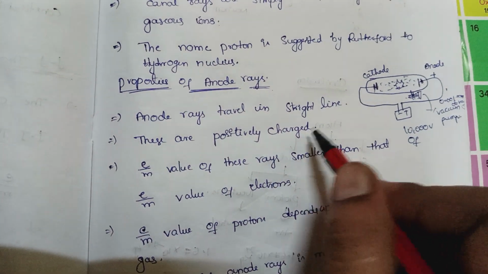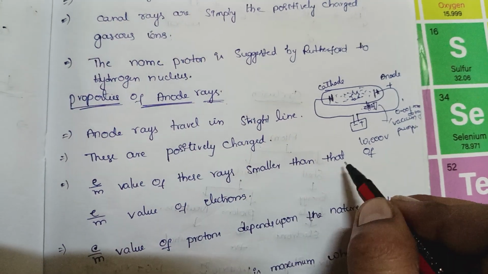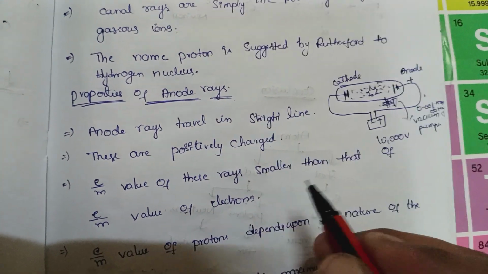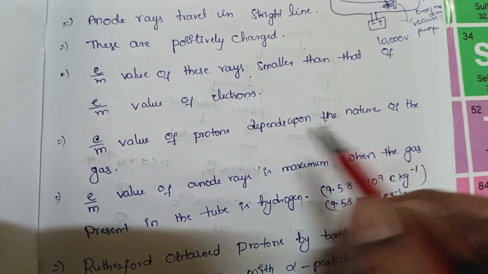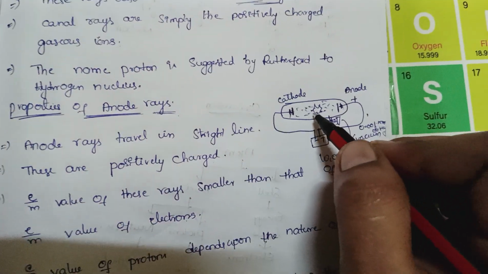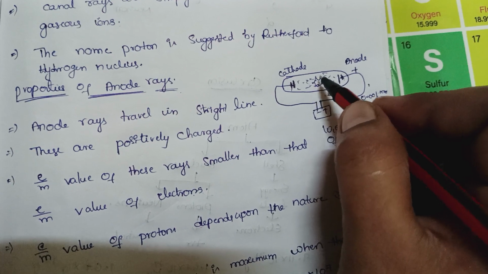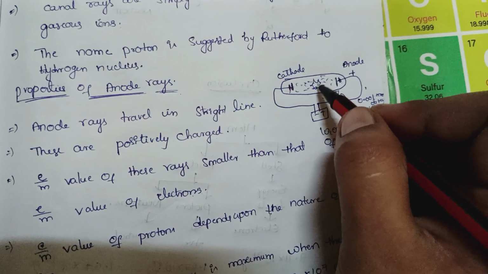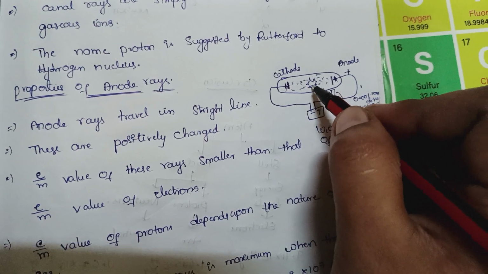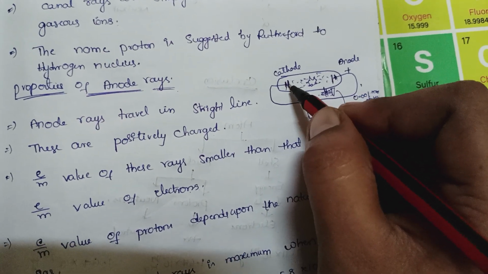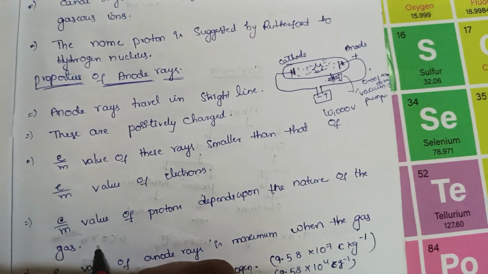These are positively charged. The e by m value of this ray is smaller than the e by m value of electrons. The e by m value of protons depends on the nature of the gas. In cathode rays, whatever gas is used, the cathode rays will not depend on the gas or the material of the metal. But anode rays will depend on the nature of the gas.